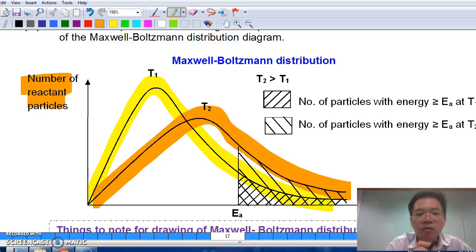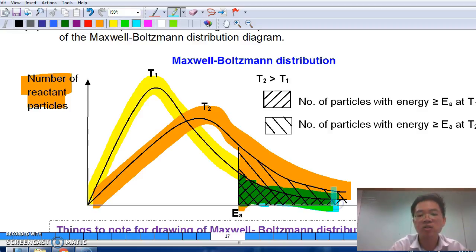So for temperature 2, which is at a higher temperature, the curve shifts to have a broader base. When I have a broader base, the number of particles under the curve that has energy above EA is more because the area is bigger compared to the yellow graph at this point here. Maybe I use another color. At this point here, this is a smaller area.